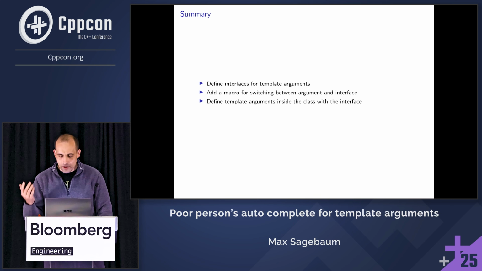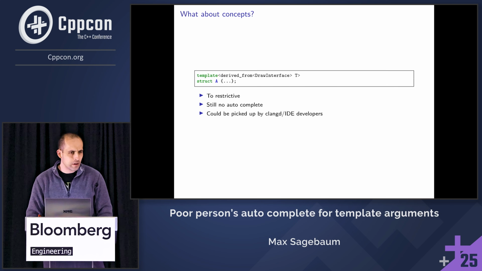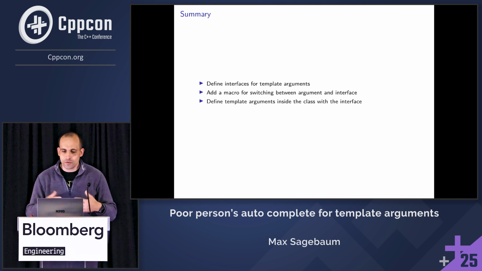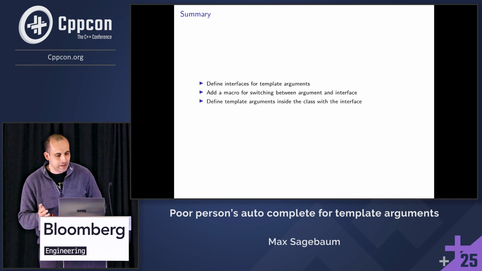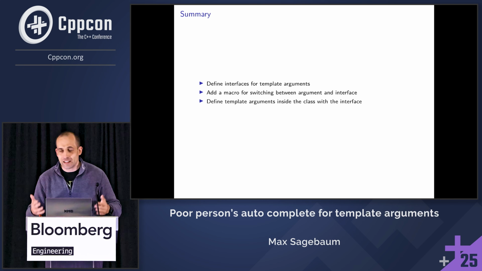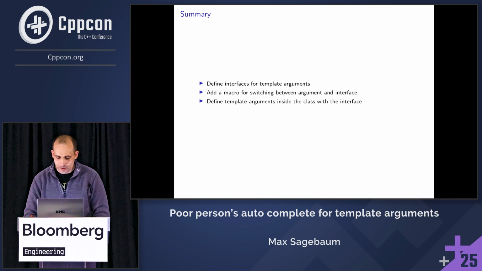So that's a summary I've already given you. Well, I can do this. Define an interface for your template arguments. Add a macro for switching between arguments and interfaces, and then always document your template arguments. That helps you also with autocomplete.